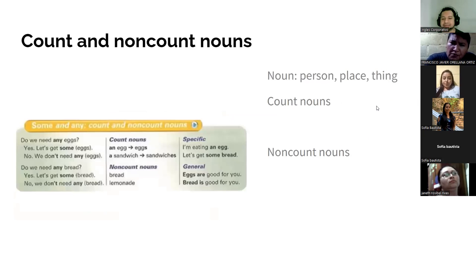Y aquí están las reglas, ¿verdad? So, countable and uncountable nouns. So, any is just for questions and negatives, okay?